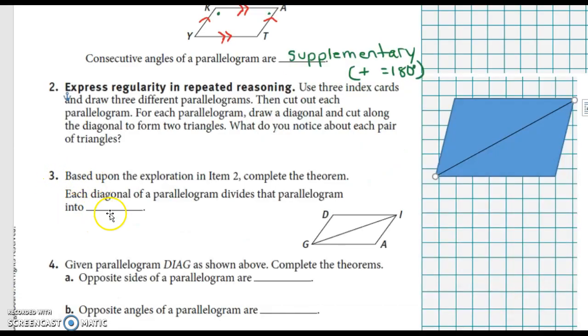So if we go back to the book, we can see in number 3, based on the exploration in item 2, we're going to complete the theorem. Each diagonal of a parallelogram divides that parallelogram into what? Take a second, see if you can figure it out. Each diagonal actually divides a parallelogram into two congruent triangles.